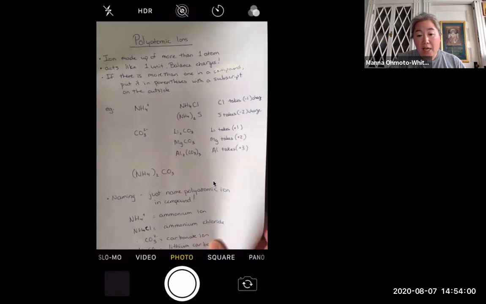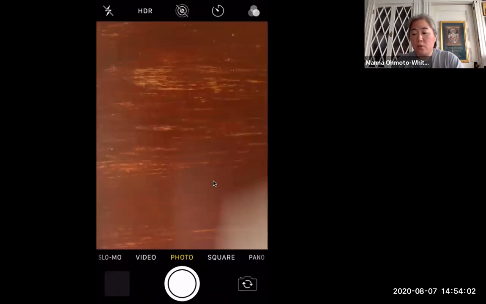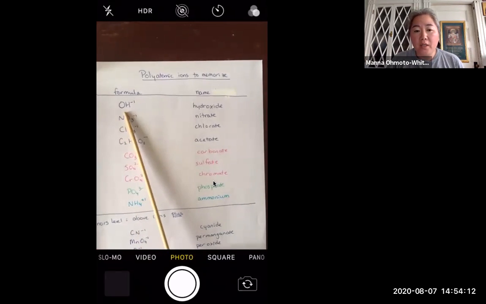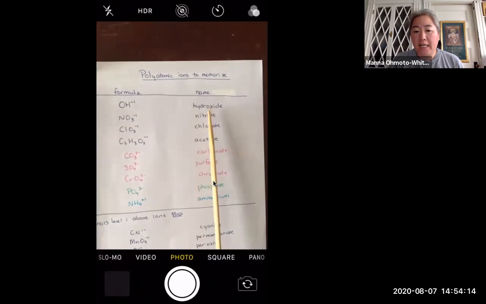So you may ask, which ones am I supposed to know? There's a class that everybody has to know, and it's these 9 polyatomic ions. You need to know the formula, the charge, and the name.